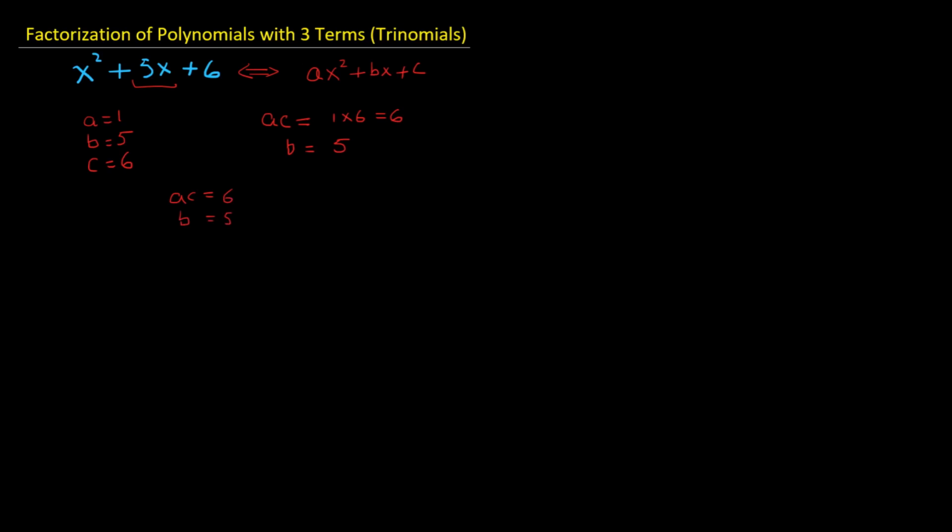Now we have to find 2 numbers such that their product is AC and their sum equals b. We have to find these 2 numbers, and then we will split this middle term into those 2 numbers. So how to find these numbers? Think about the factors of 6: 1, 2, 3, 6. These are the factors of 6 which we get from AC.